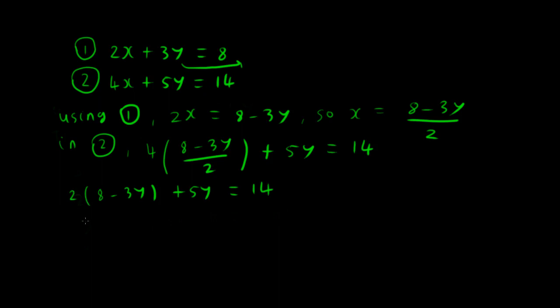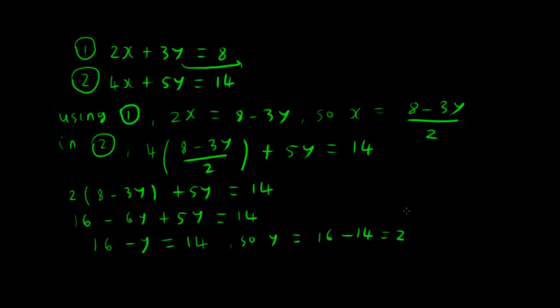Very good. Now we can expand these brackets. 16 minus 6y plus 5y is equal to 14. Very good. Now minus 6y plus 5y is going to give us 16 minus y is equal to 14. So y is equal to 16 minus 14, and that is just equal to 2. We have now found y, and we can find x by substituting y back into this expression over here for x.